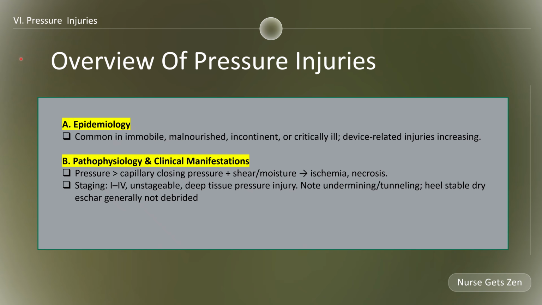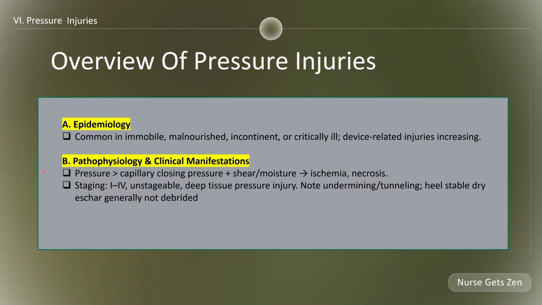Overview of pressure injuries. So careful assessment of risk factors, skin, wound, and nutrition guides the clinical decision-making process. Uncomplicated wound healing and prevention of further tissue damage are the ultimate goals in treating pressure injuries.